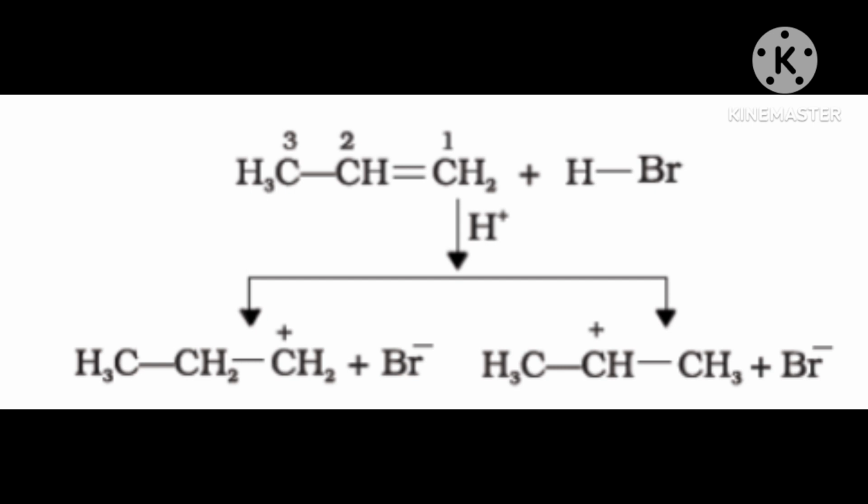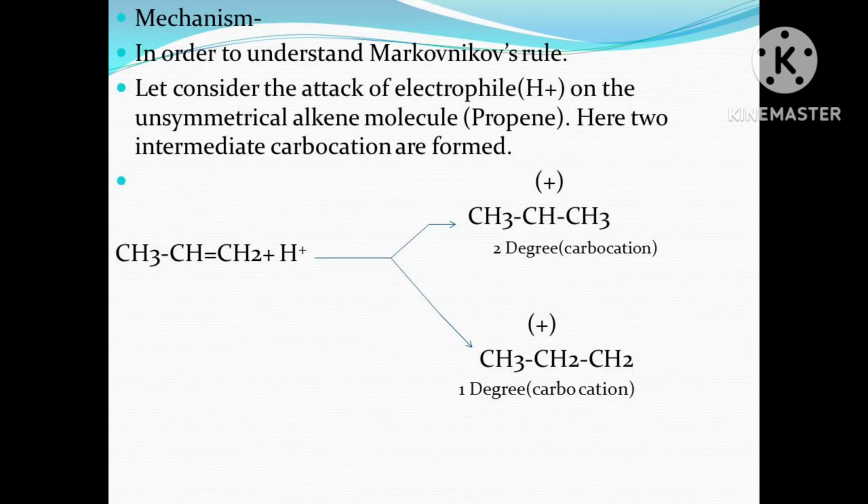Markovnikov. Then one product, I told you, was less stable. Here, Markovnikov is the more stable one. And the second possibility I told you: when bromine attaches to the second carbon, now the first carbon will have one electron. In both cases, a free radical will be formed.